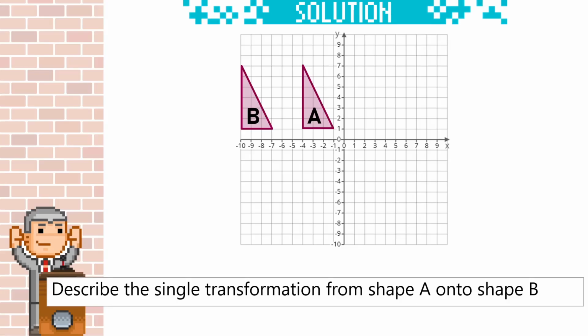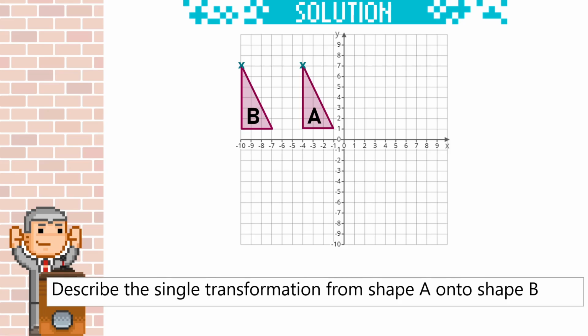Here we're asked to describe the single transformation from shape A onto shape B. This has clearly been translated because the shape is the same size, the same shape, and the same way up. To describe a translation, label the top left point on both shape A and shape B. Now count the amount of jumps we need to do to get from shape A to shape B.